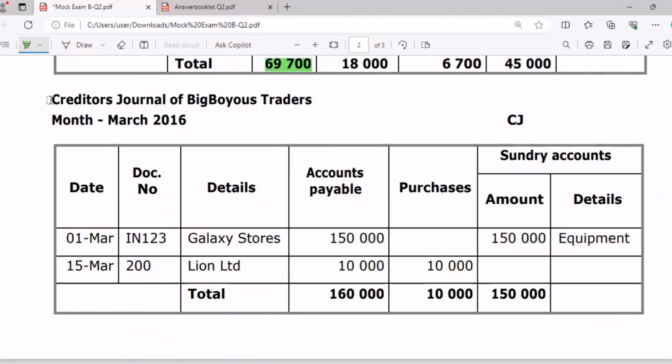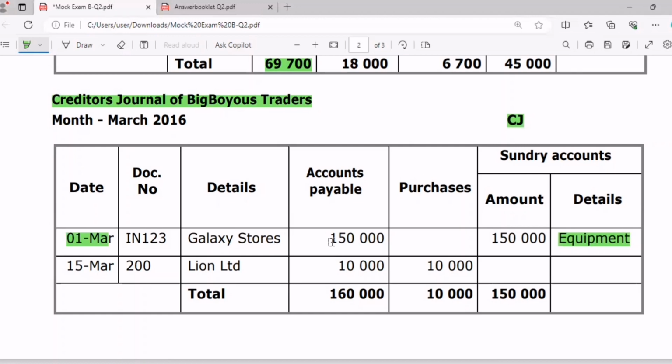Then we have another journal, the CJ, which is the creditors journal of Big Boyas Traders. In the creditors journal, we record all the items that were purchased on credit. Any item that we purchase on credit, we record in the CJ. On the 1st of March, we purchased equipment, and this was not paid for in cash. It was purchased on credit, hence it is recorded in the CJ.